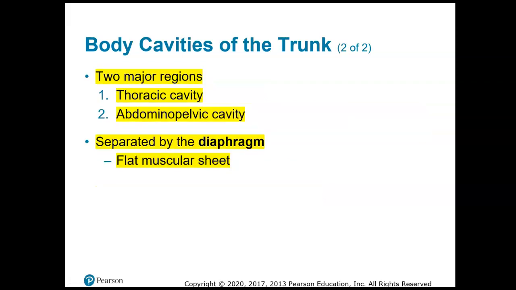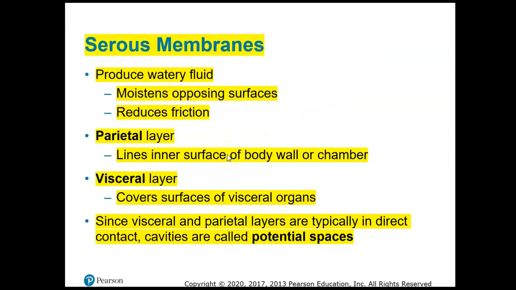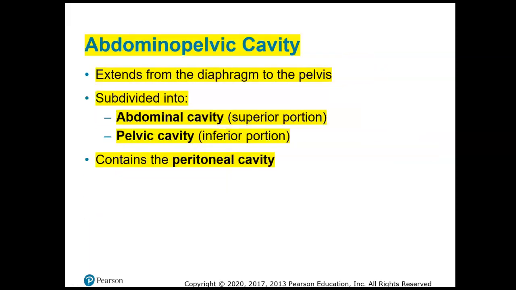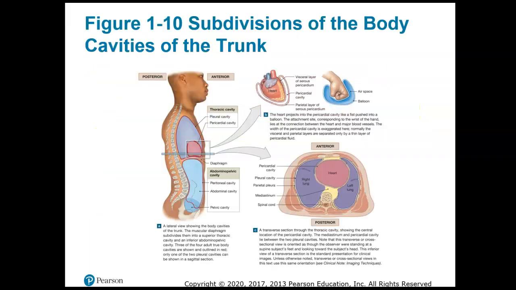There are 2 major regions. There's the thoracic cavity and the abdominopelvic cavity, which are separated by the diaphragm. And I need to show you a picture here. Okay, so first of all, we have the dorsal body cavity, which includes the brain and the spine, the spinal cord. That's the dorsal body cavity.